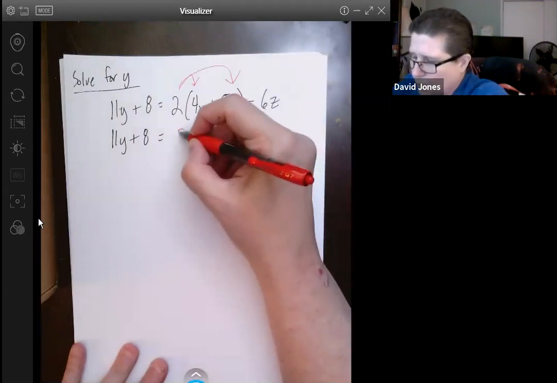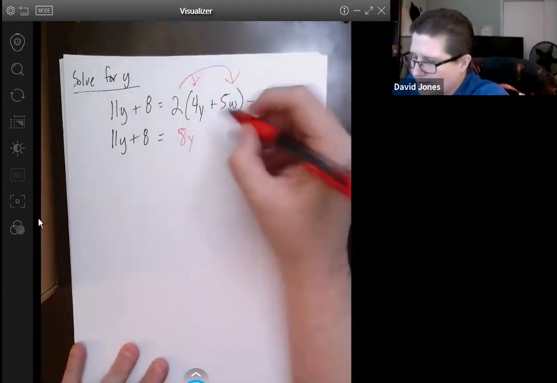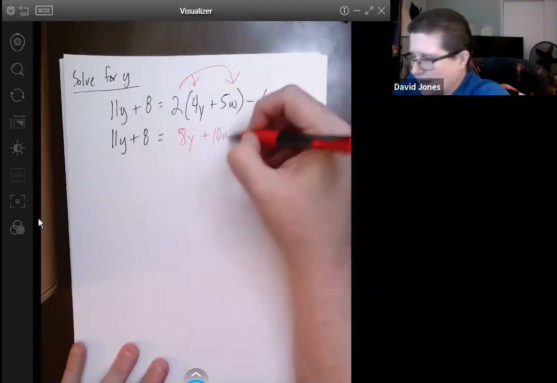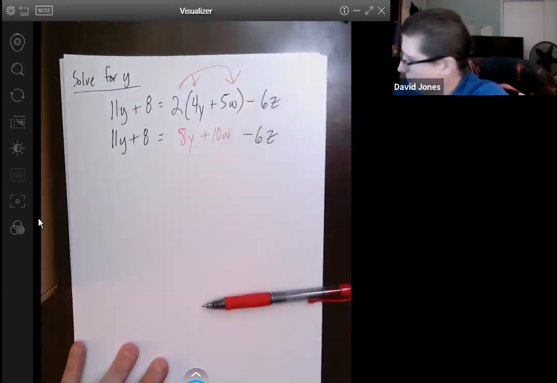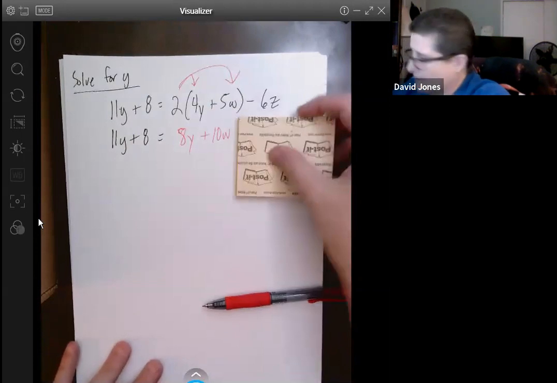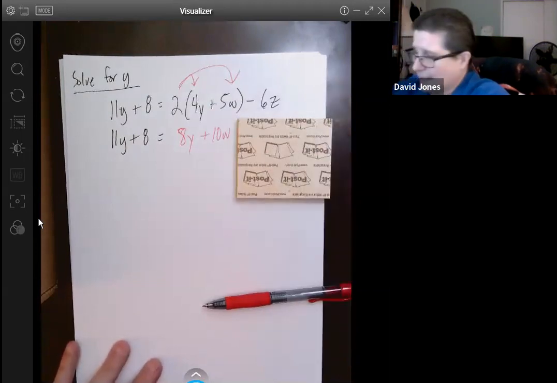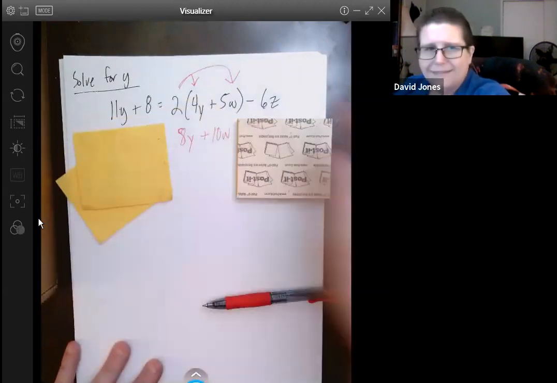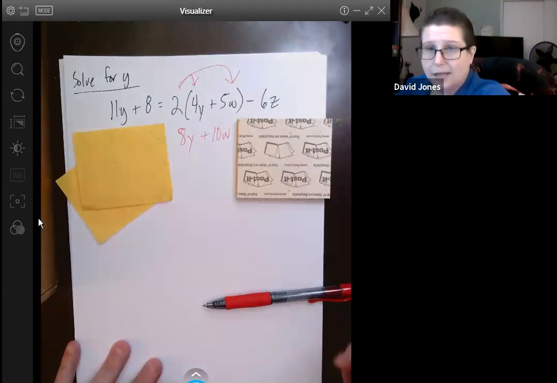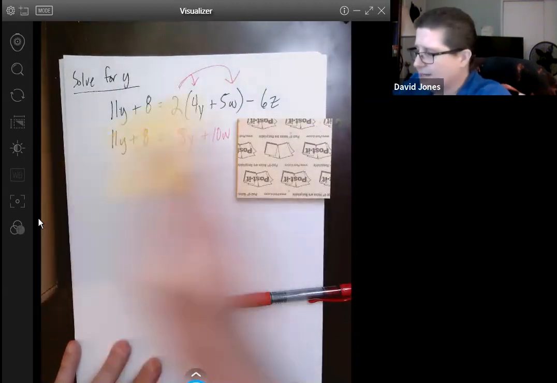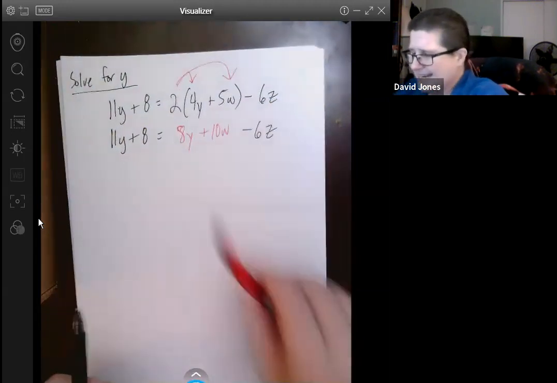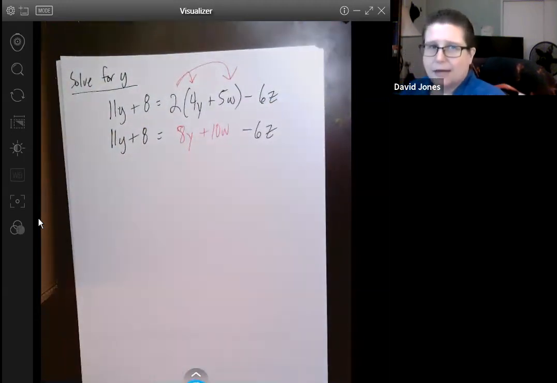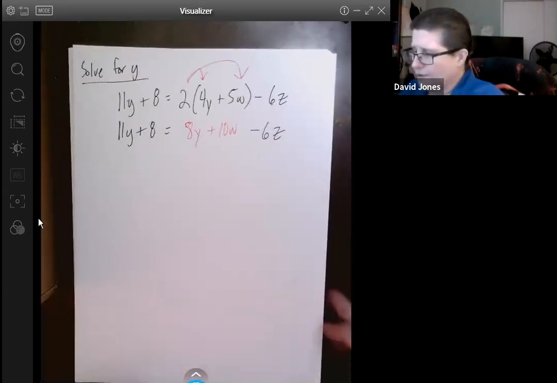2 times 4y is 8y, and 2 times 5w is 10w. And they'll leave the black stuff off. If I had this, they'll do something like that. And then they'll try to connect the dots with what was going on up above, and that's confusing. Don't do that. Recopy down everything that you haven't touched. I did it in a different color, so it's easier to track what I edited or what I moved.